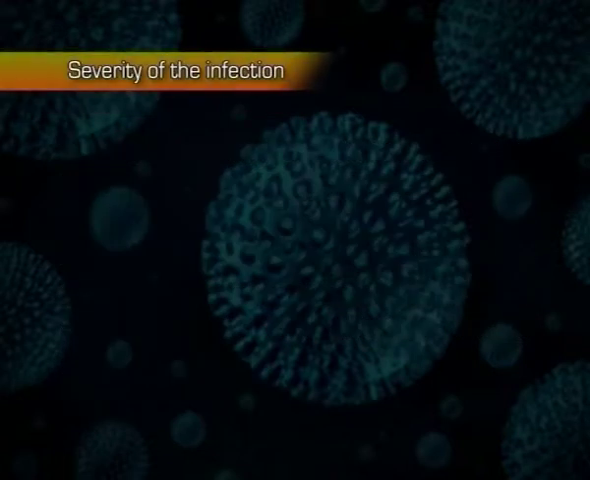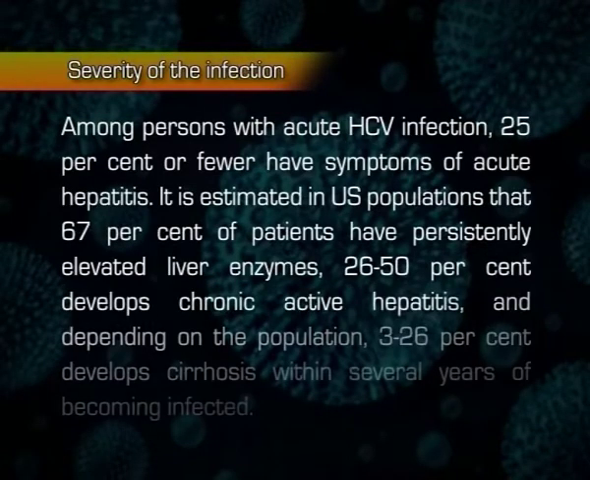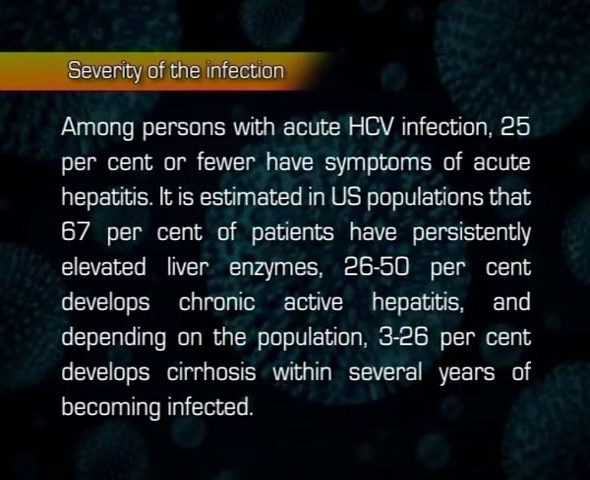Severity of the infection. Among persons with acute hepatitis C virus infection, 25% or fewer have symptoms of acute hepatitis. It is estimated in the US population that 67% of patients have persistently elevated liver enzymes, 26 to 50% develop chronic active hepatitis, and depending on the population, 3 to 26% develop cirrhosis within several years of becoming infected.